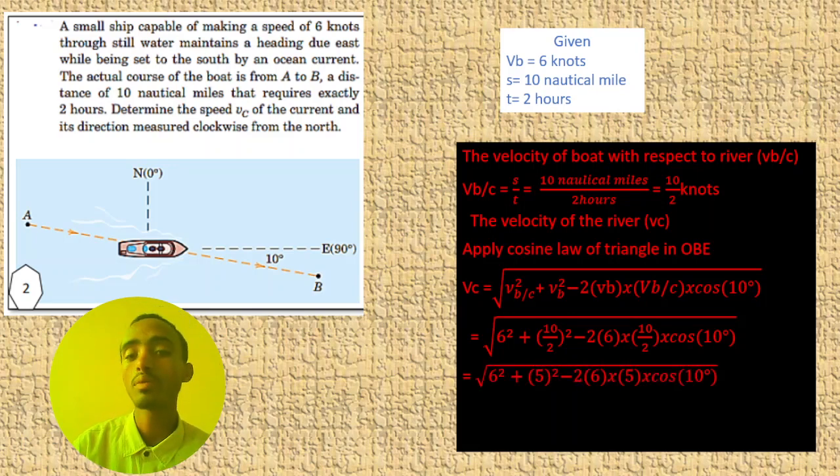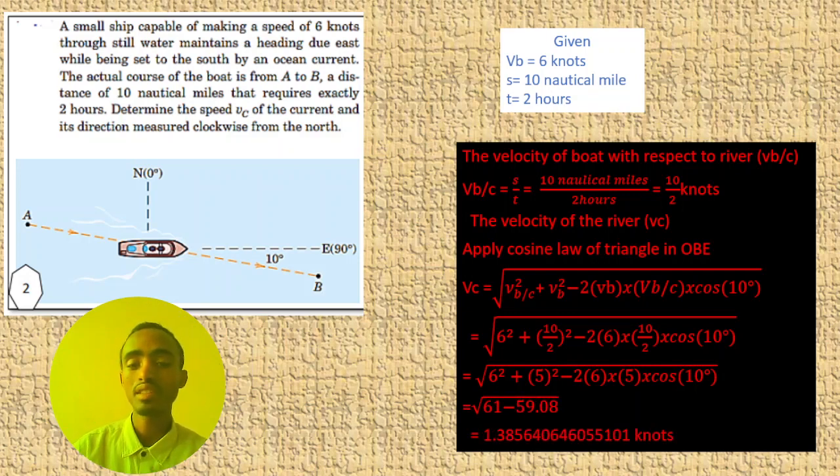After simplifying, we get 6 squared plus 5 squared minus 2 times 6 times 5 times cos 10 degrees, which is 61 minus 59.08. Simply we get 1.385 or so. This is our BC, or the velocity of the river. So it is a very easy method to determine the velocity of the river by using the cosine law of triangle AOB. Then we can determine the direction measured clockwise from the north by using the sine law. Now let's jump into this.